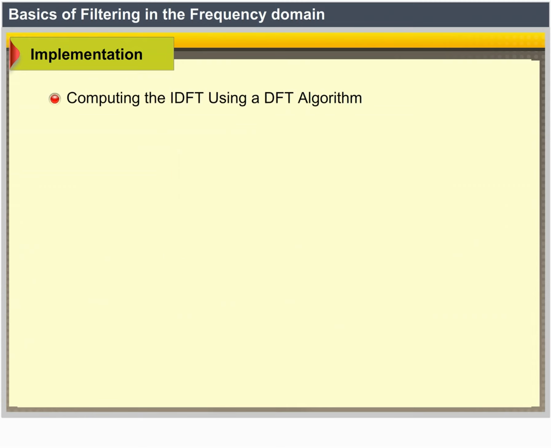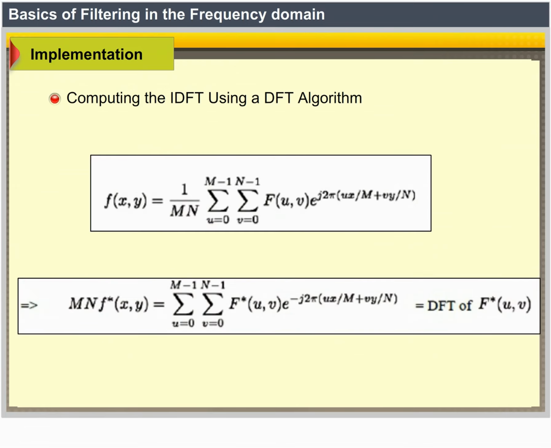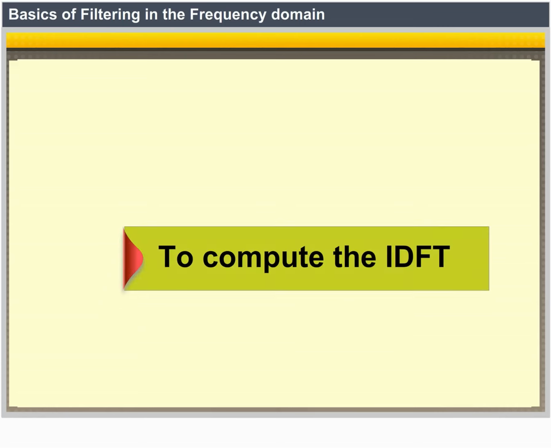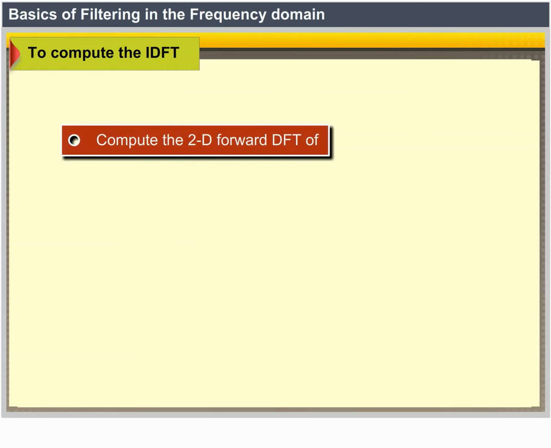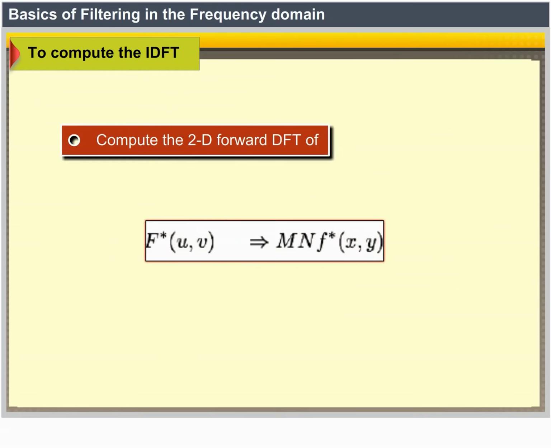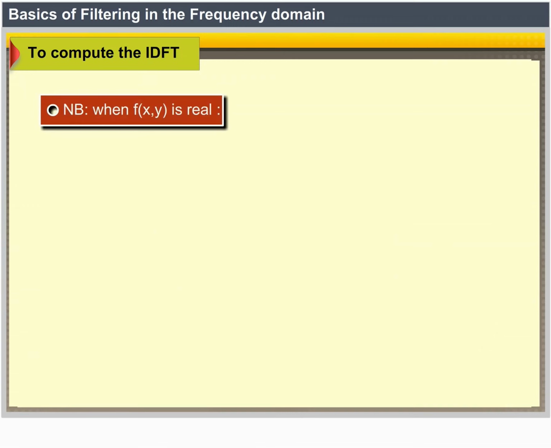Computing the IDFT using a DFT algorithm will be as shown on screen. To compute the IDFT, compute the 2D forward DFT of F*(u,v) equals MN f*(x,y). Take the complex conjugate and multiply the result by 1/MN. Note, when f(x,y) is real, f*(x,y) equals f(x,y). Please refer to the equations on screen.